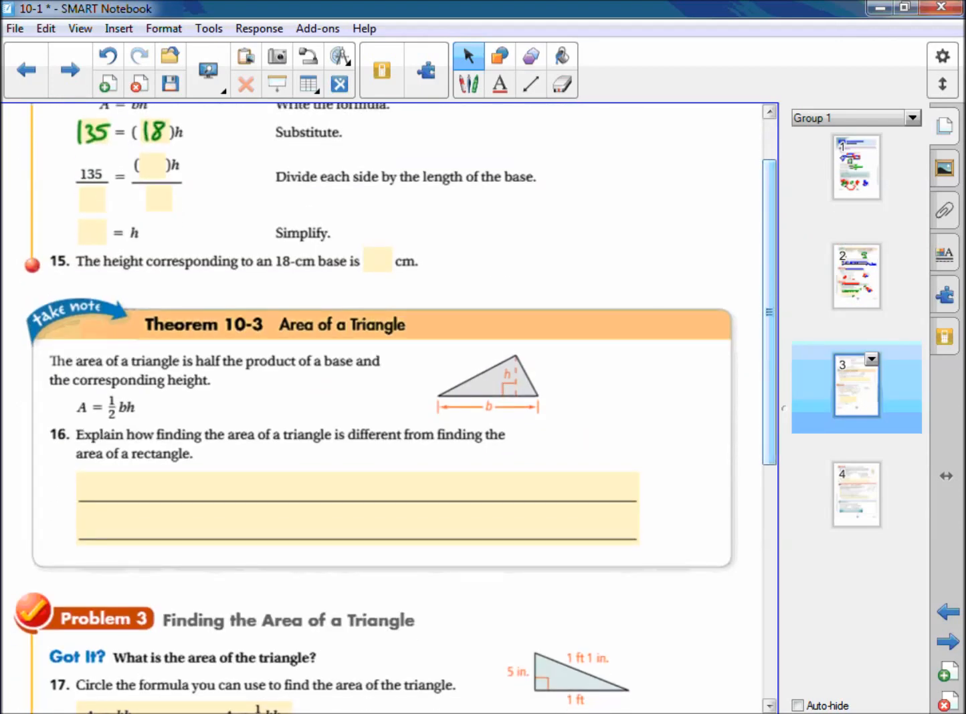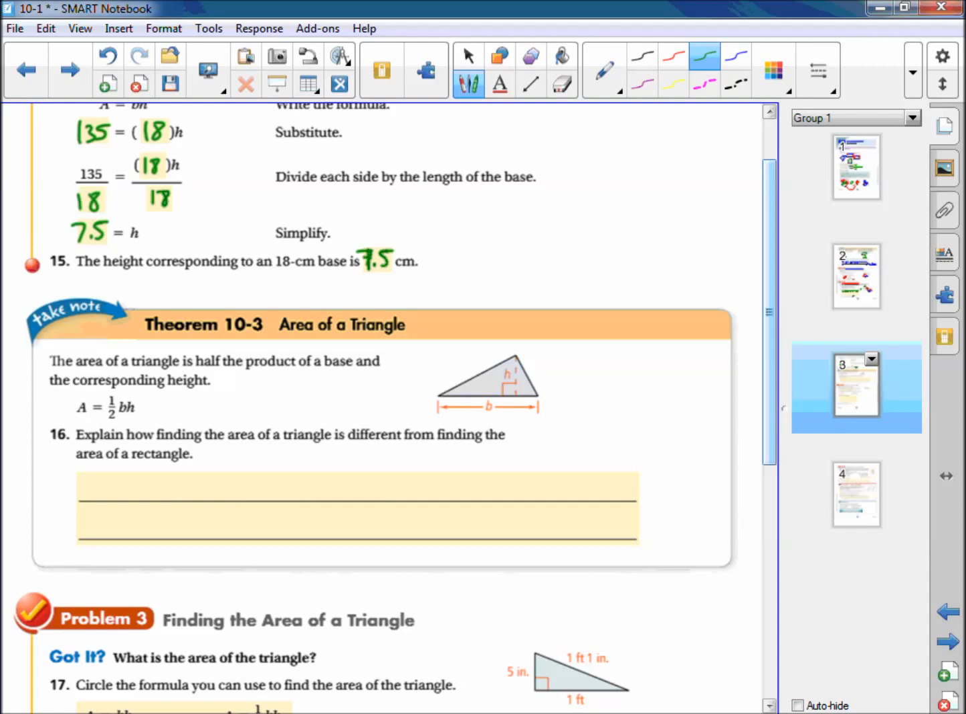So we plug in the area of 135, height of 18, and then we divide both sides by 18, and we find out that that other height should have been, let's see, 135 divided by 18 makes 7.5. So you're going to use your calculator to help you with that. All right, so the height that corresponds to the 18 centimeter base is 7.5 centimeters.